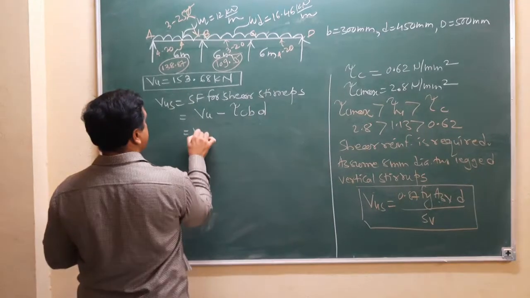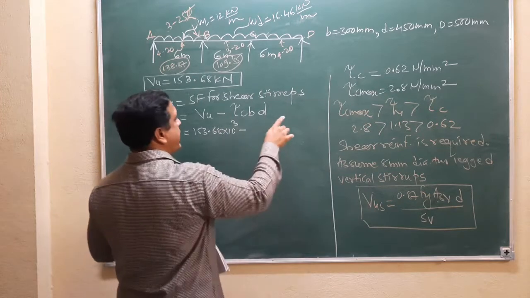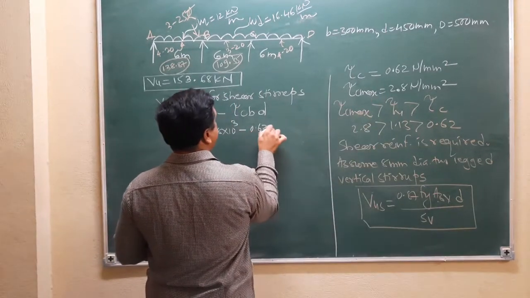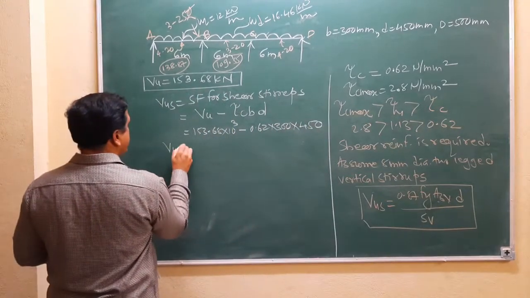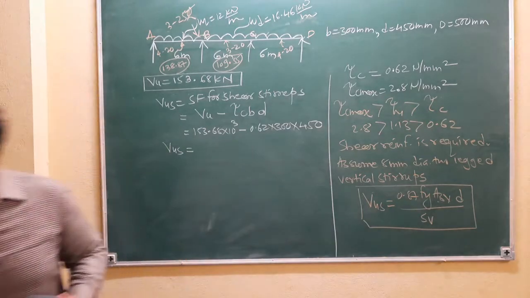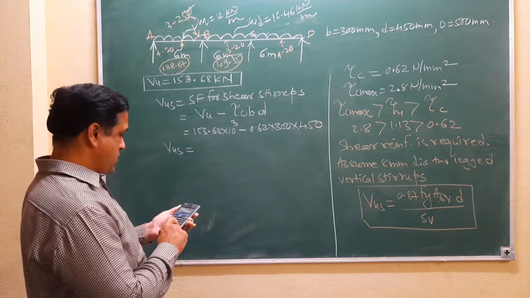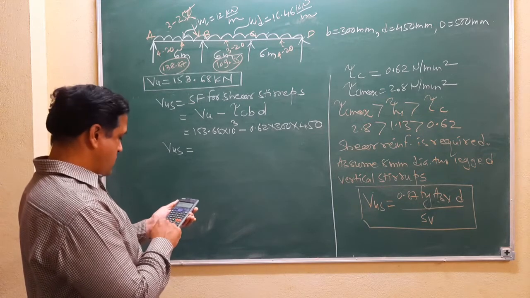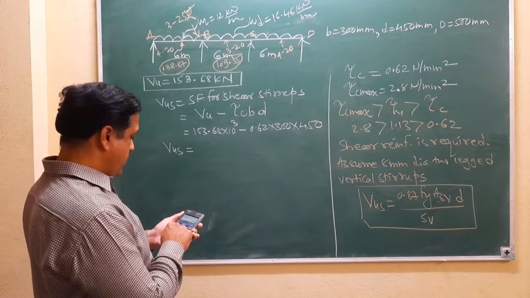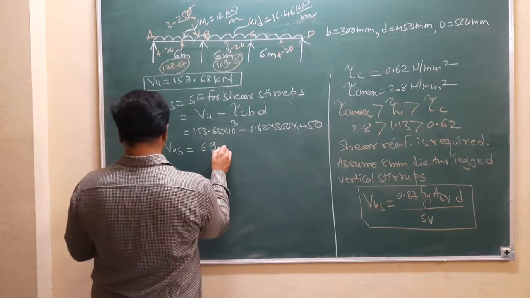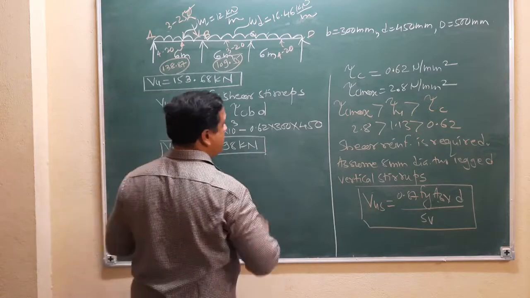So what is the maximum shear force? It is 153.68 into 10 raised to 3. The value of tau c is 0.62. Width of the section is 300. Effective depth is 450. Directly you get the VUS. Now I want to calculate these things. It is 153.68 into 10 raised to 3, minus 0.62 into 300 into 450. The value is only 69.98 kilonewton.